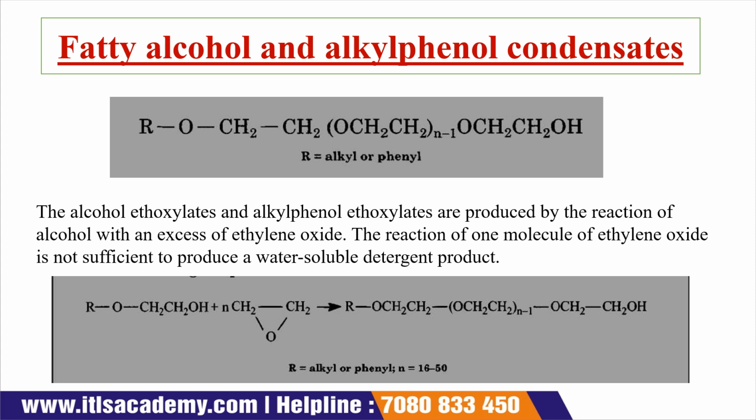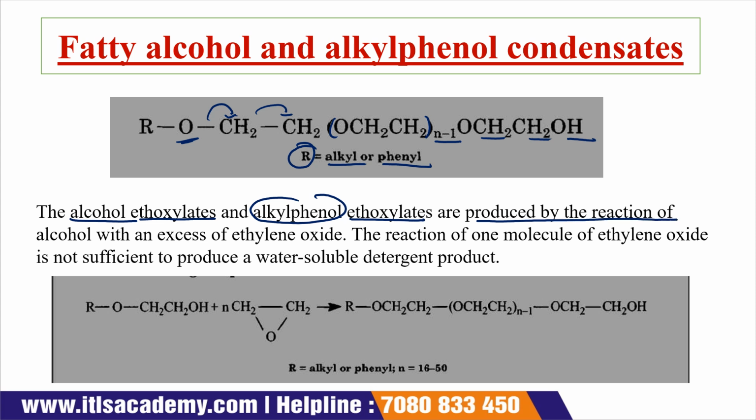So basically the reaction is R-O-(CH2CH2O)n-1-CH2CH2OH, where R is an alkyl or phenyl group. The alcohol ethoxylates and alkyl phenol ethoxylates are produced by the reaction of alcohol with an excess of ethylene oxide. Two products are produced: one is the alcohol ethoxylate and the other is the alkyl phenol ethoxylate.